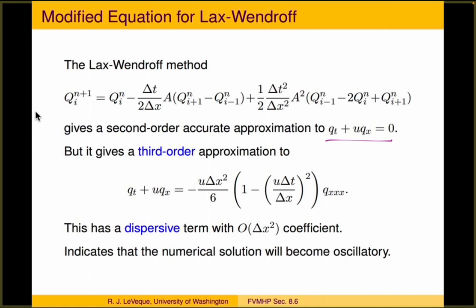But if instead we suppose that we're trying to solve this equation and that Q is the exact solution of that equation, and we plug that in and go through the local truncation error analysis, then another term drops out and we get a method that's actually third order accurate. So the Lax-Wendroff method, although it's second order accurate on the equation we're really trying to solve, it's third order accurate on this more complicated equation.